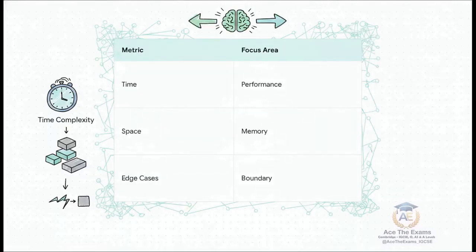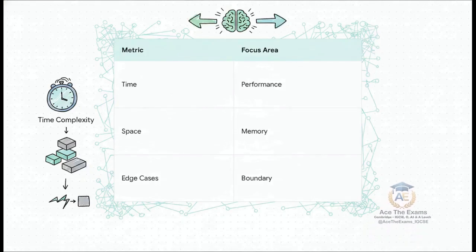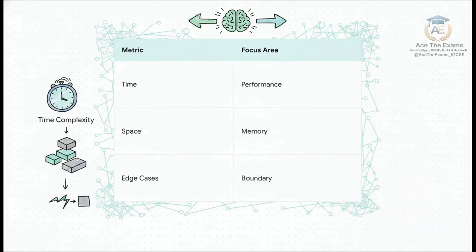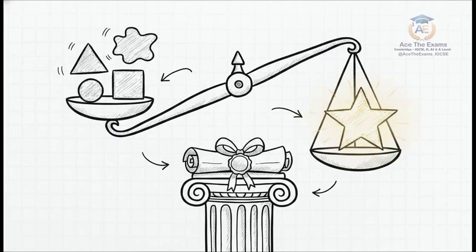This is it. This is where we separate the good answers from the absolute top-tier responses required to secure those higher-order assessment marks. To evaluate algorithm quality effectively, you've got to identify and analyze trade-offs. It's a balancing act. You need to address time complexity and its performance impact, space complexity and memory usage, and exactly how edge cases affect boundary testing. Comparing these different approaches, that is exactly what Cambridge considers higher-order critical analysis. So, what does the anatomy of a perfect answer look like?